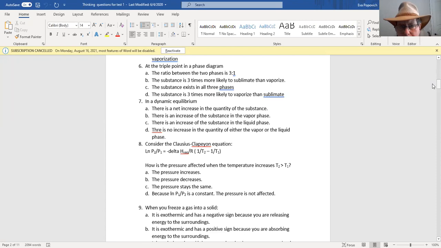Consider the Clausius-Clapeyron equation. How is the pressure affected when the temperature increases? T2 is bigger than T1. Leonardo, I haven't heard from you lately. Leonardo? Okay, Leonardo. The pressure would increase as temperature increases. All right. You're right. But let's figure out why.